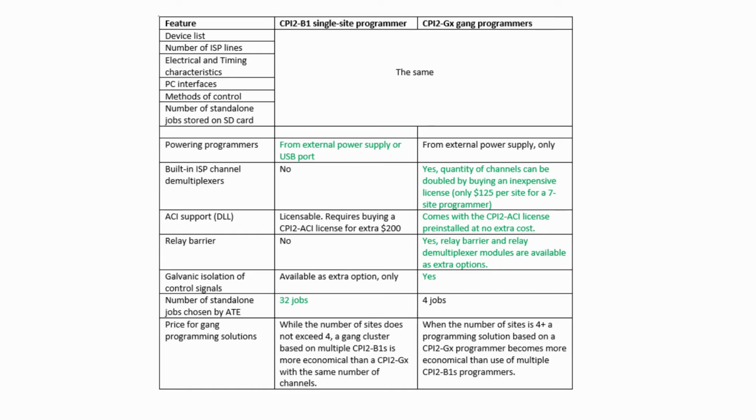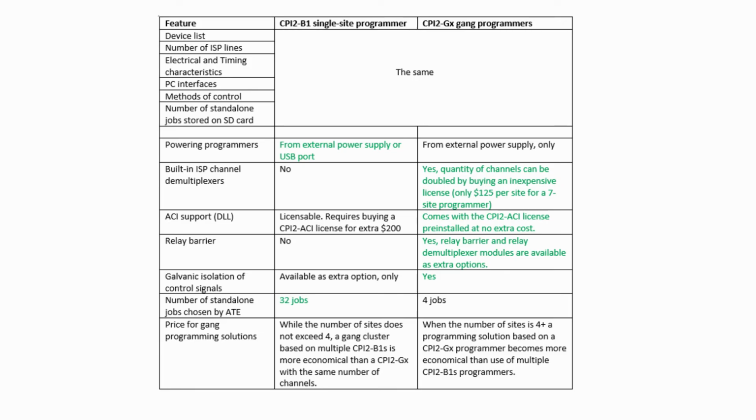The CPI2-B1 programmer, either by itself or as part of a cluster, is the best solution for simpler programming tasks with fewer targets on a given board. A rough rule of thumb is that the CPI2-B1 programmer is best for up to 2 to 3 devices on the board. This is also the better choice if functional testing after programming is not required.